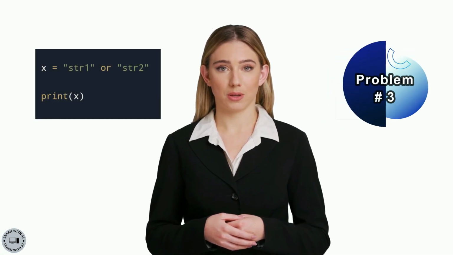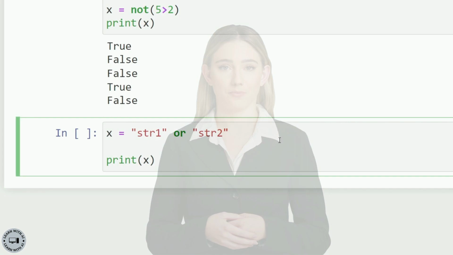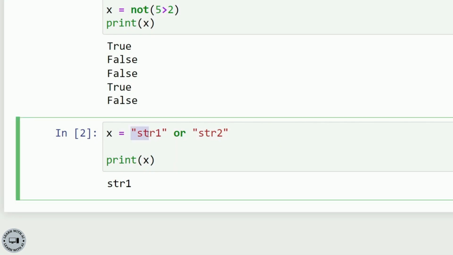Our last question is, what is the expected output of this program? I'm going to give you a hint, that is, these are non-empty strings. So let's run this program. In this case, string 1 evaluates to true because it is a non-empty string, so the expression string 1 or string 2 returns string 1. This is because, or is a logical operator in Python that returns the first truthy value it encounters when evaluating expressions from left to right. In this case, string 1 is a truthy value, and it is the first value in the expression.